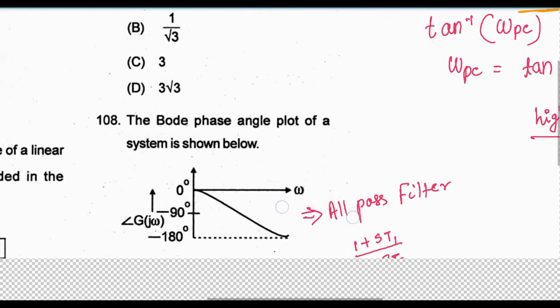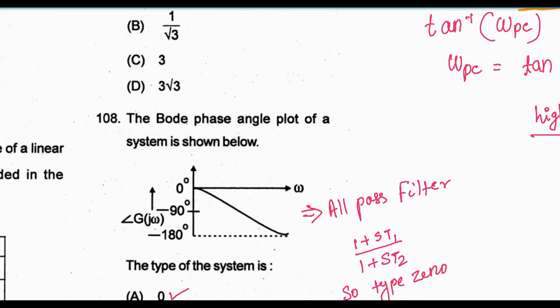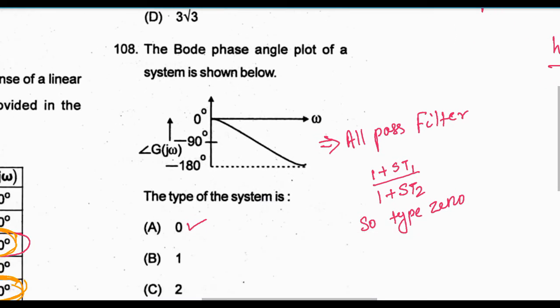Next question is: the Bode phase angle plot of a system is shown below. The type of the system is. So we cannot determine actually what is the type of system from this type of a phase plot if nothing is given. Suppose this omega value should be given, then we can analyze. But if only the shape and the position is given, we cannot analyze what is the type. But we can remember the phase plots of the filters, and in that way you can analyze.